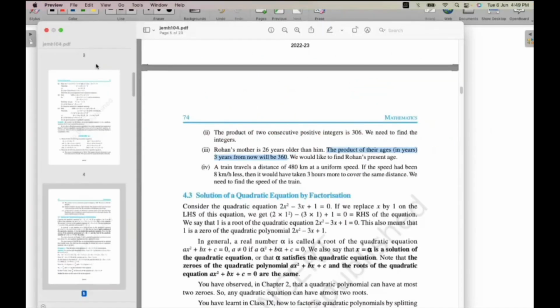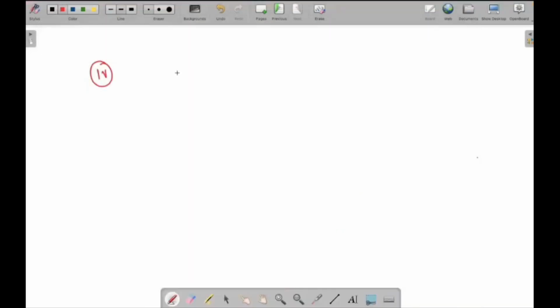Things like that. And a train travels a distance of 480 kilometers at a uniform speed. If the speed had been 8 kilometers per hour less, then it would have taken 3 hours more to cover the same distance. We need to find the speed of the train. First thing first, what we need to find, we assume that. So we will assume the speed of the train is x kilometers per hour.